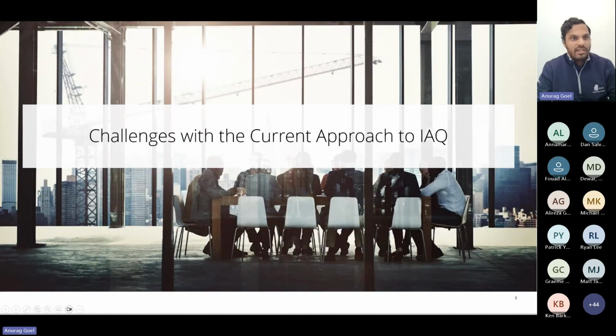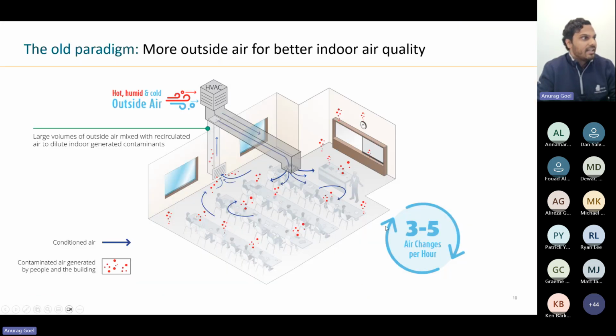The challenge with using dilution as our solution to indoor air pollution will be covered in the next few slides. As many of you may know, typically in a commercial building space, we're following prescriptive ventilation rate requirements, and in return, we're replacing the full volume of air for an office building 1 to 2 times per hour, and for an educational space, it can be 3 to 5 times per hour. So we're using dilution here to help control indoor air quality.